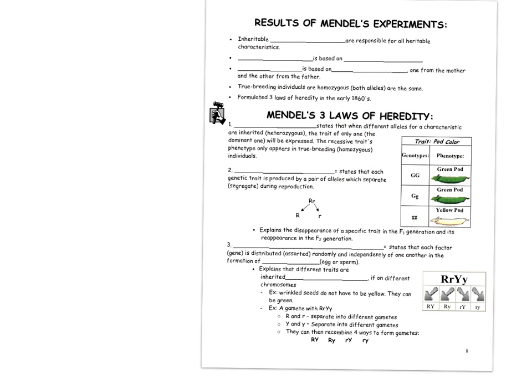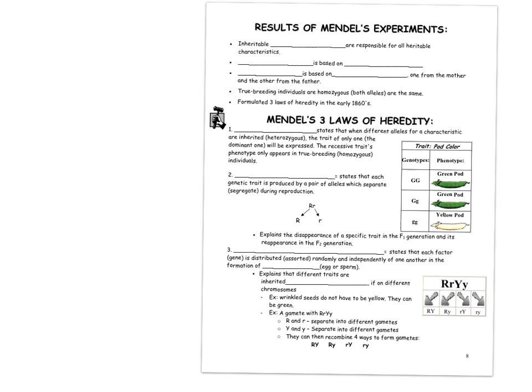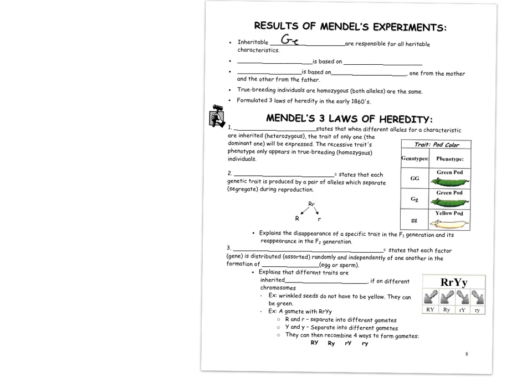Inheritable material is responsible for all inheritable characteristics, and we could call those genes, or alleles. And your traits, the things you see, are based on your genes or versions of those genes that we call alleles. The types of genes you have are based on your parents, one from the mother and the other from the father.